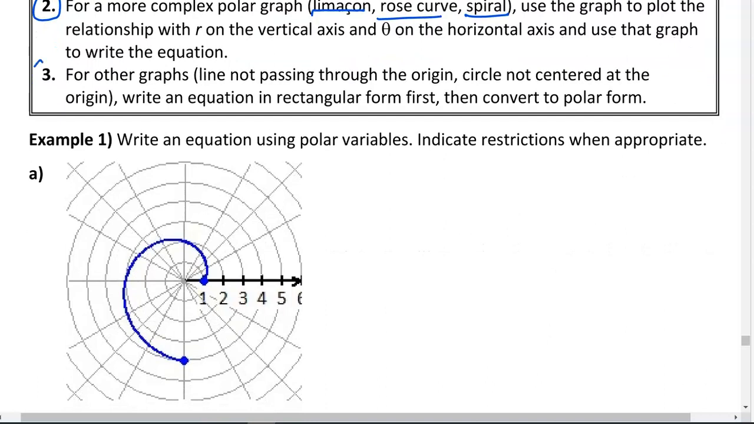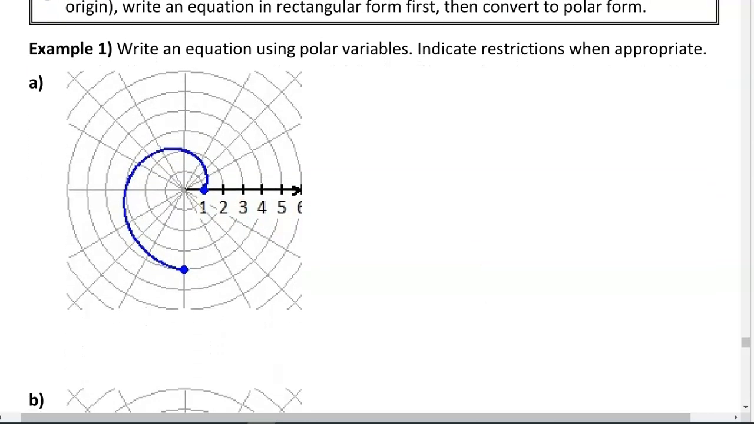And then thirdly, for other graphs that really don't look like a polar graph, so a line that doesn't pass through the origin, a circle that's not centered at the origin, we're going to write those equations in rectangular form first and then convert to polar form.